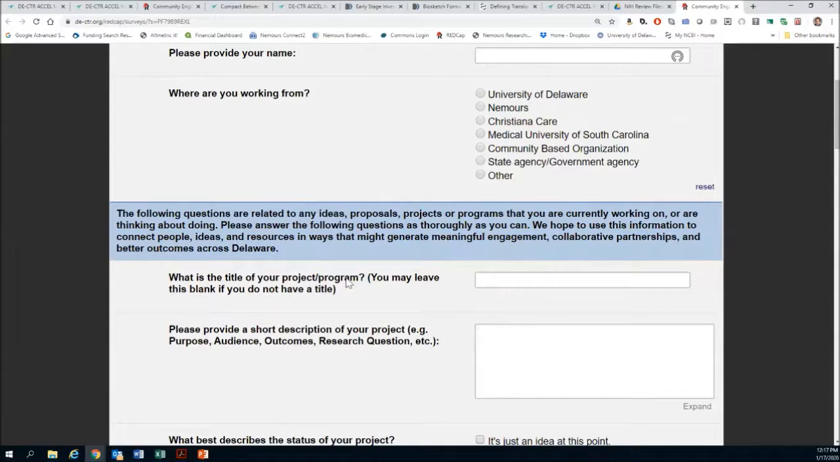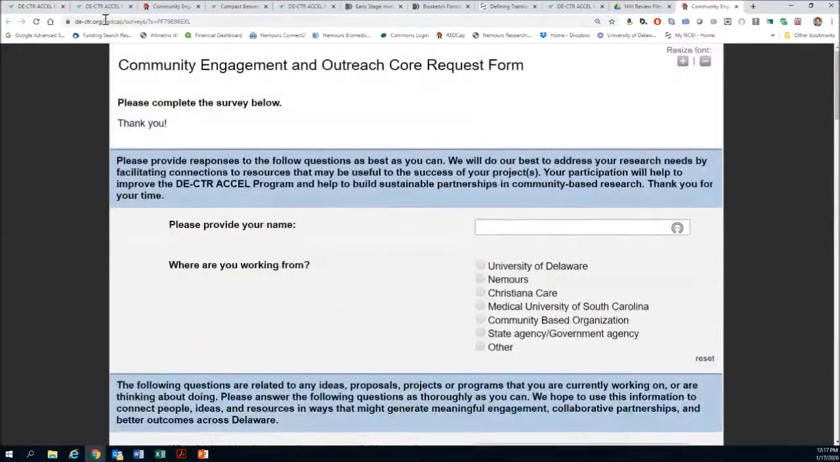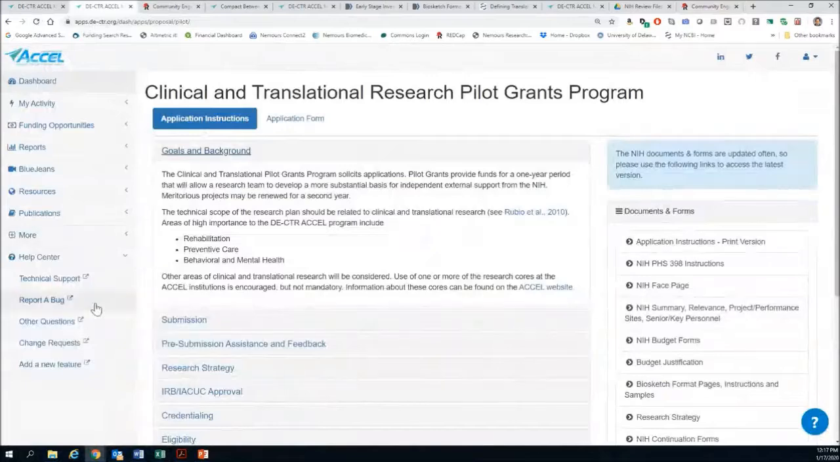It's quick to fill out. That consultation with the CEO will be valuable, even if it's just at the level of how you explain your research to a lay audience. So that's the link, the community engagement link will take you right to that REDCap form.